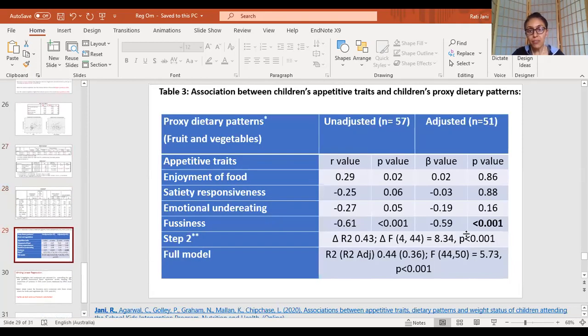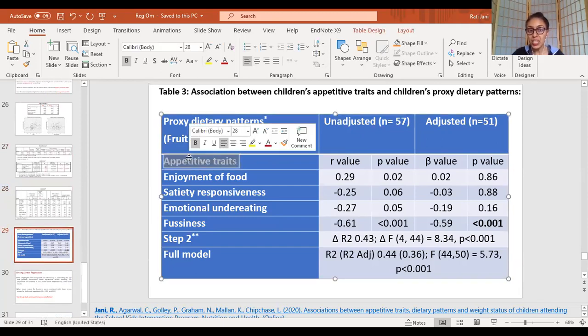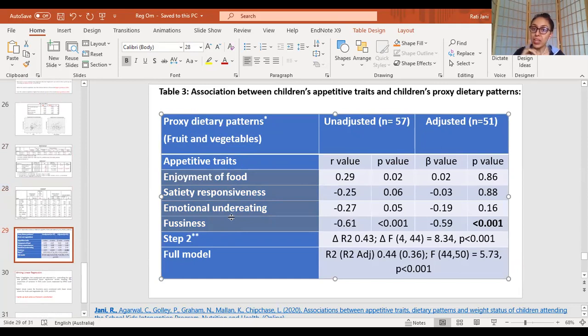Students, this is just an FYI. This is a table out of one of my publications to show you that first I do a Pearson's correlation, which is called unadjusted, which is just an association between each and every single independent variable. These are my independent variables: enjoyment of food, satiety responsiveness, emotional undereating, and fussiness. You do a bivariate analysis between your independent variable and your outcome variable, which is your fruit and vegetable intake. That is your unadjusted one, your R value being your Pearson's correlation.